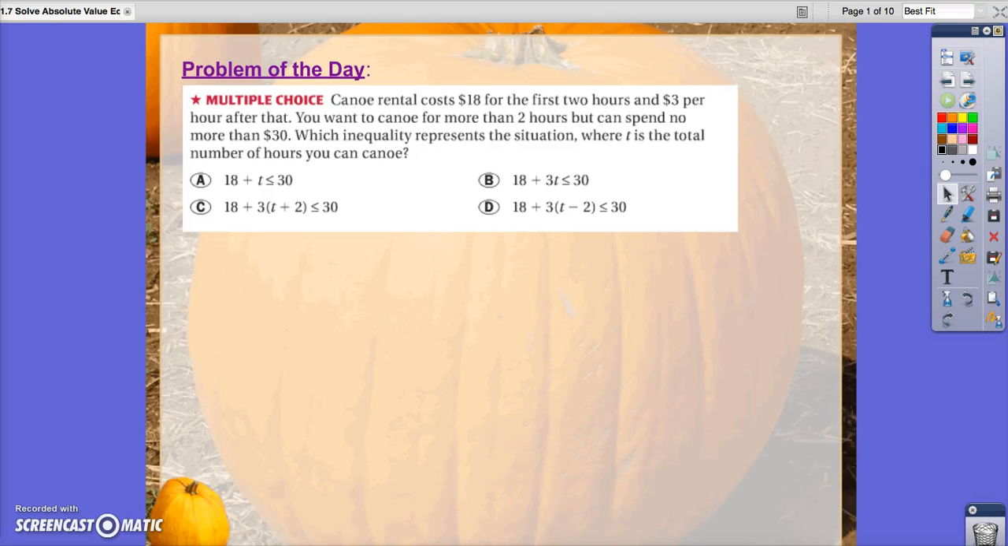Okay, so we're getting ready to start lesson 1.7. Like usual, problem of the day. Make sure you read through the problem. It's a multiple choice problem and select your answer. Make sure you pause the video and then when you're ready to move on to the lesson, to resume it.